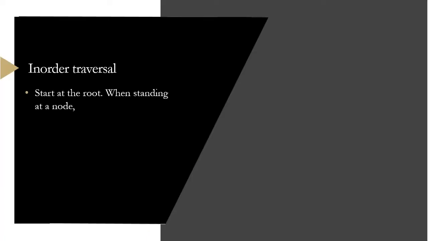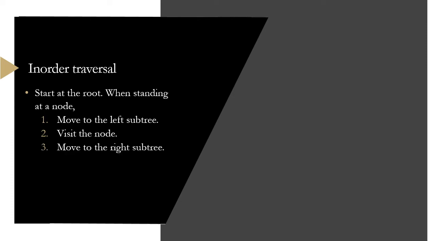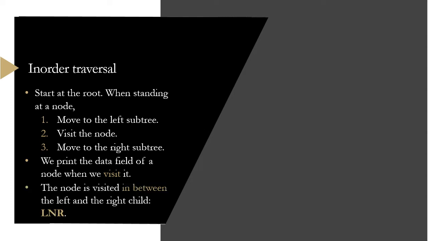In-order traversal. Start at the root. When standing at a node, 1. Move to the left subtree. 2. Visit the node. 3. Move to the right subtree. We print the data field of a node when we visit it. The node is visited in between the left and the right child, and the acronym for in-order traversal that I use with my students is LNR, left node right.